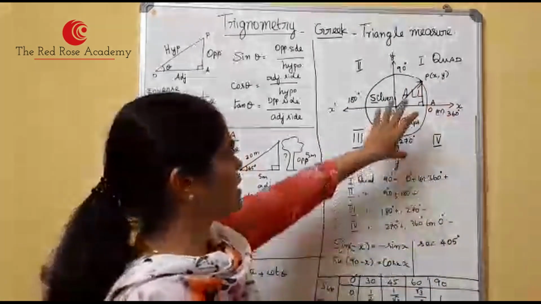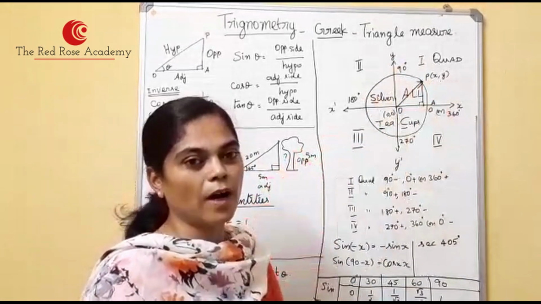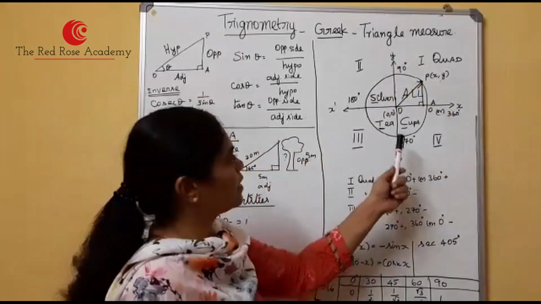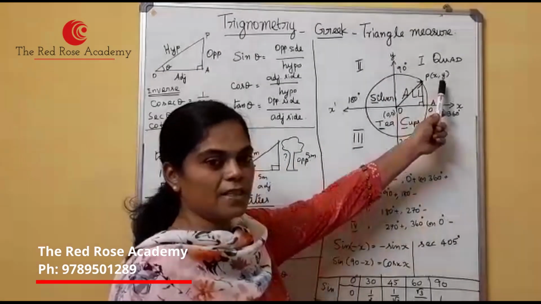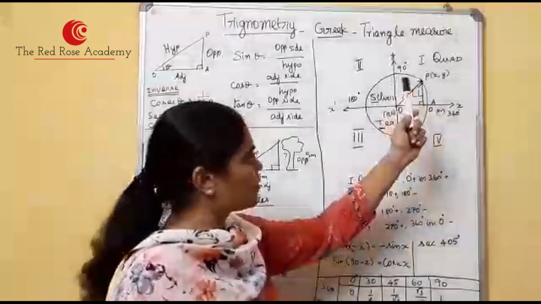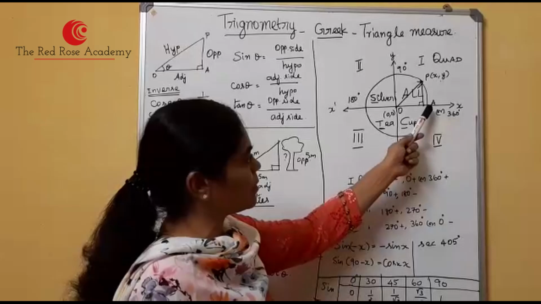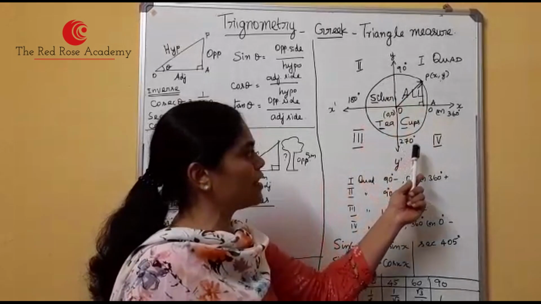See, for example, this is nothing but a unit circle. What is a unit circle? A circle of radius 1. So here, this is a particle which is moving around this unit circle. Now the particle is moving from 0 degree to 90 degree, and then 180 degree, 270 degree, and 360 degree.